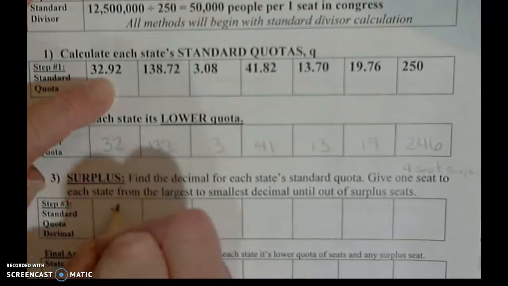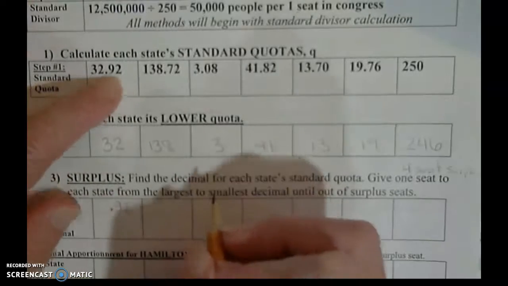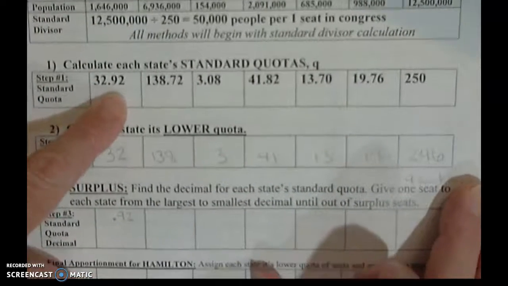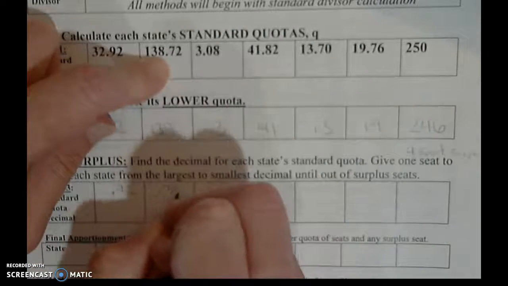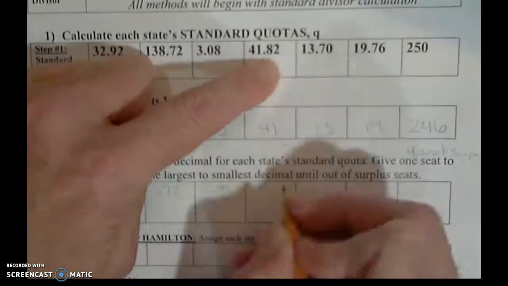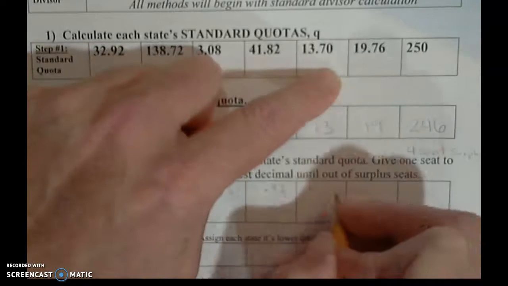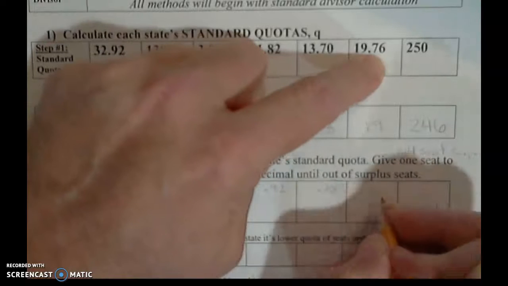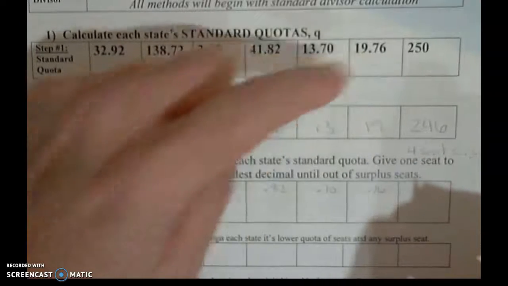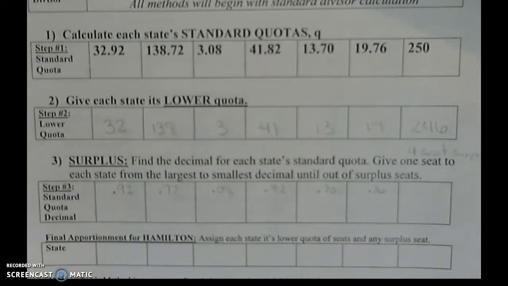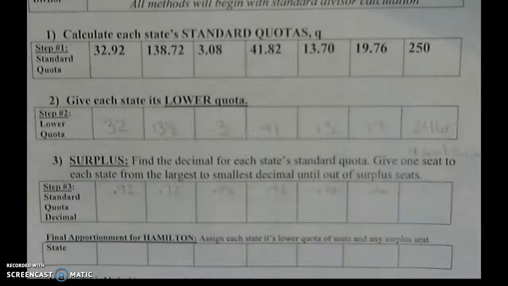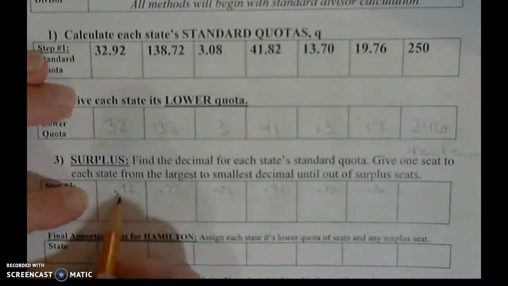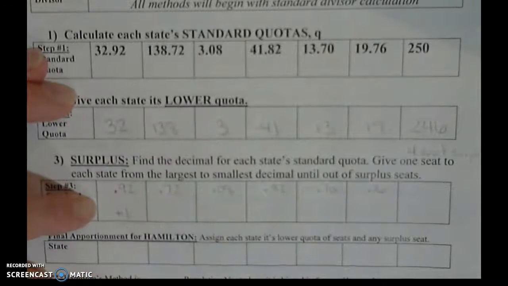If you think about it, the quota decimal parts, going back to the original problem here, were 0.92, 0.72, 0.08, 0.82, 0.70, and 0.76. And what Hamilton's method says to do is that the largest decimal piece should get a seat. We have 4 to give out. So who are we going to start with? Well, 0.92 would get a seat because that's the largest.